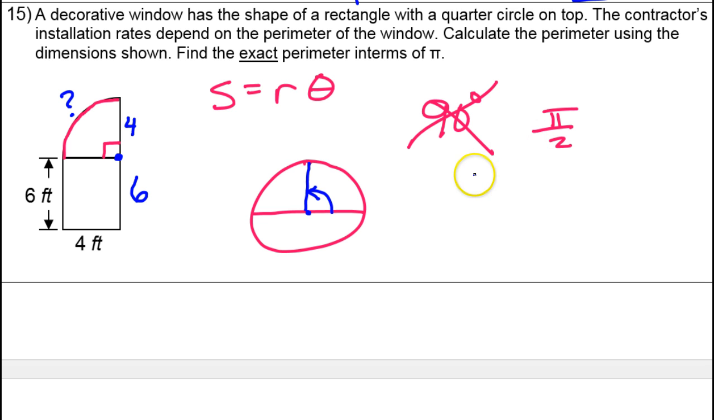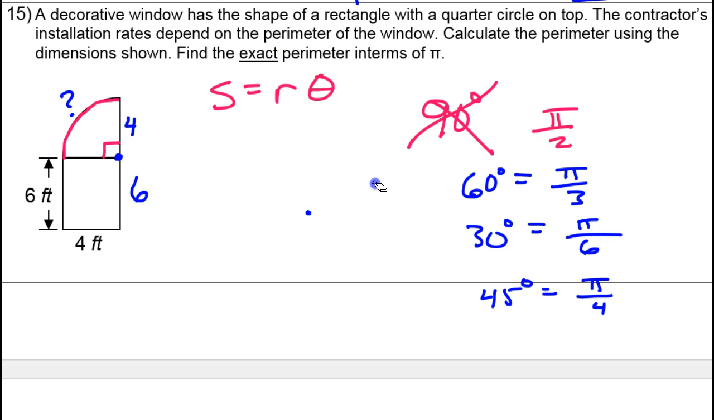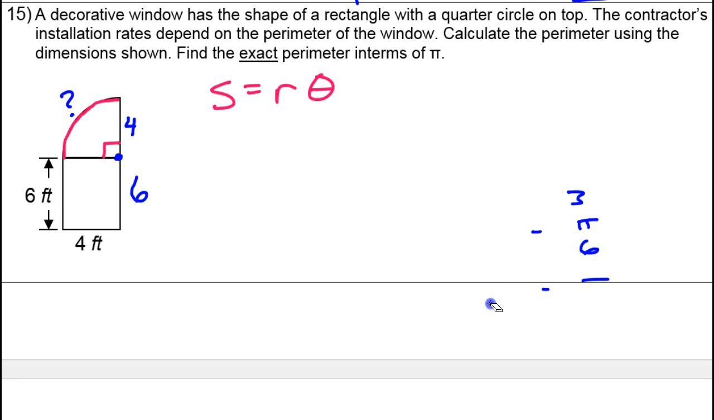And while we're reviewing, here are a few other things that you should have memorized. 60 degrees is pi over 3. 30 degrees is pi over 6. 45 degrees is pi over 4. So if there are any of these that you did not know, you need to pause the video and memorize this before you do one more single thing. Don't let another minute go by without memorizing those facts.